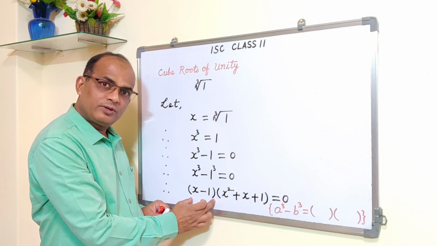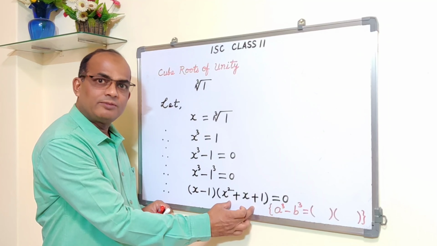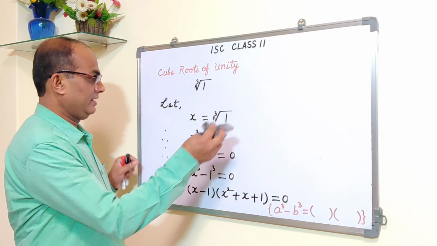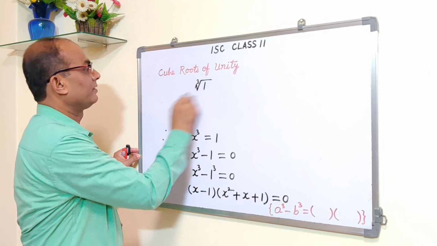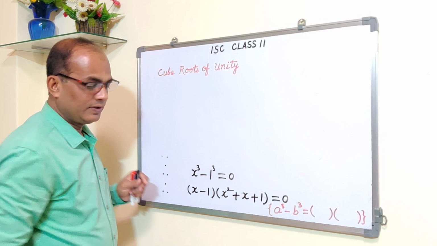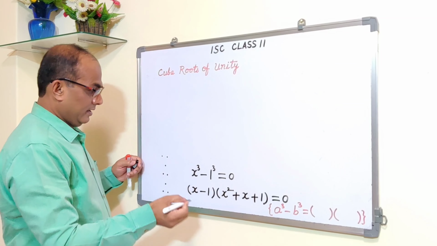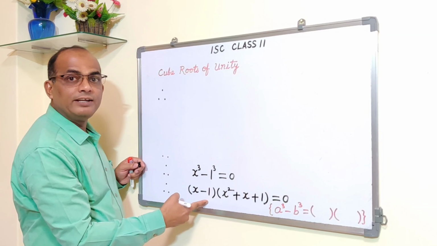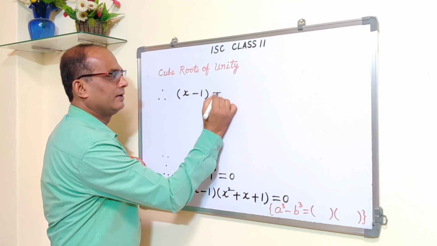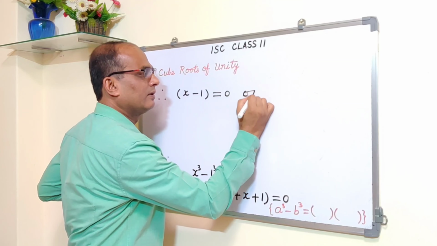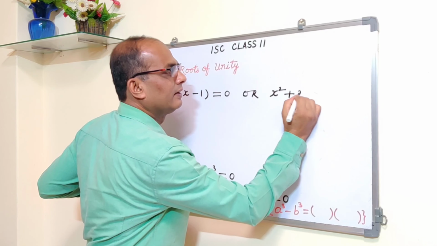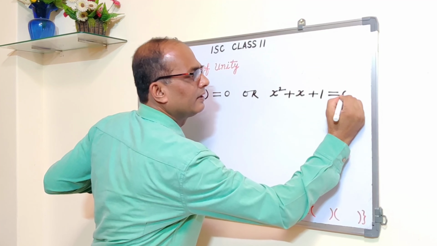So when x minus 1 equal to 0, we get one value, and when this is equal to 0, x square plus x plus 1, we get other values. So after this we write, therefore x minus 1 is equal to 0, or x square plus x plus 1 is equal to 0.